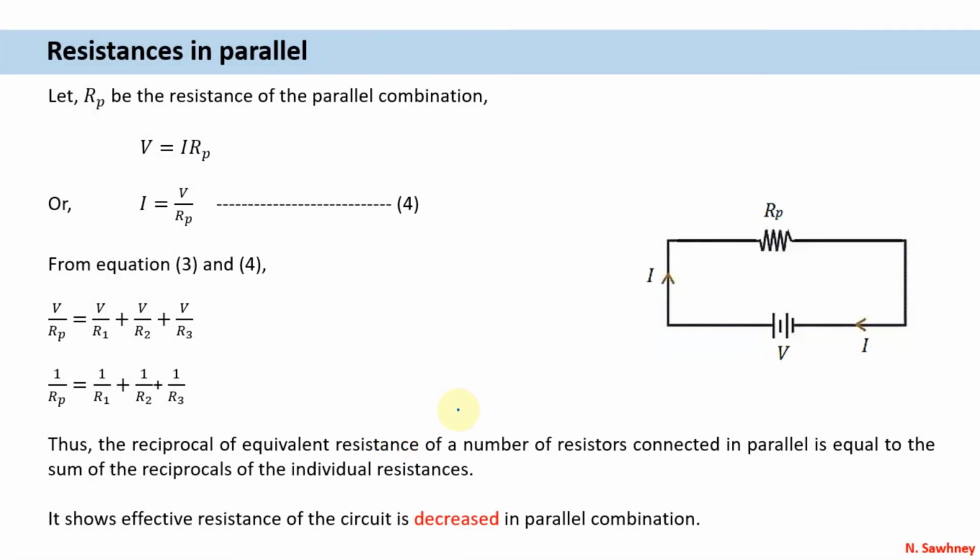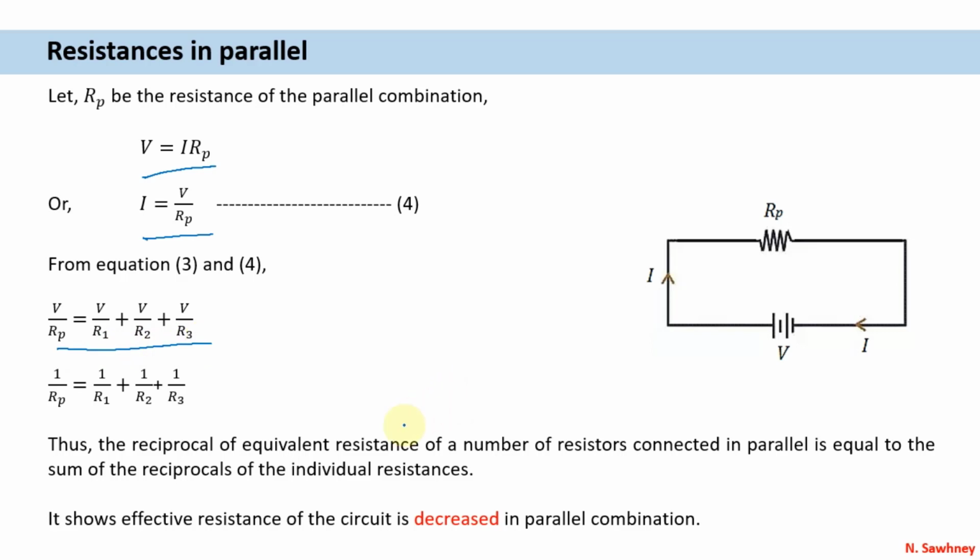Now let the parallel combination resistance be represented as Rp. So according to Ohm's law, V is equal to I Rp, where Rp is the overall resistance. Then I is equal to V upon Rp. From equation 3 and 4, putting the value of current I in equation number 3, we get V upon Rp on the left hand side, and the right hand side of equation number 3 remains the same.